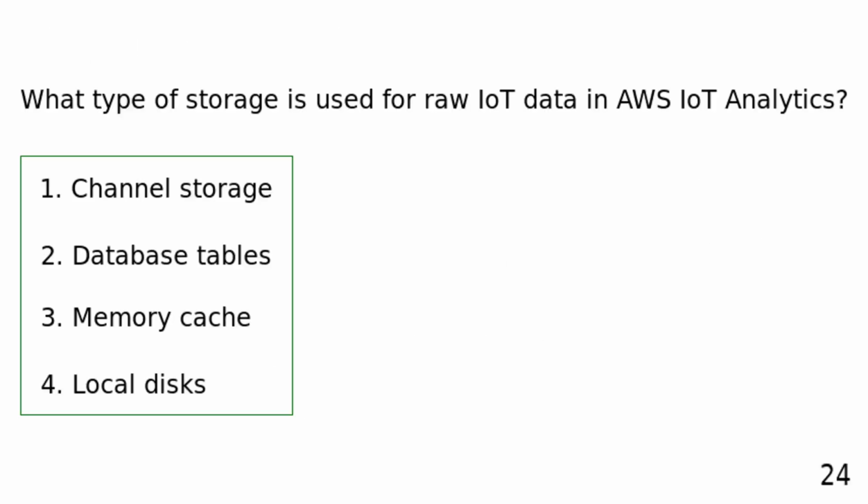What type of storage is used for raw IoT data in AWS IoT Analytics? Channel storage. Database tables. Memory cache. Local disks.